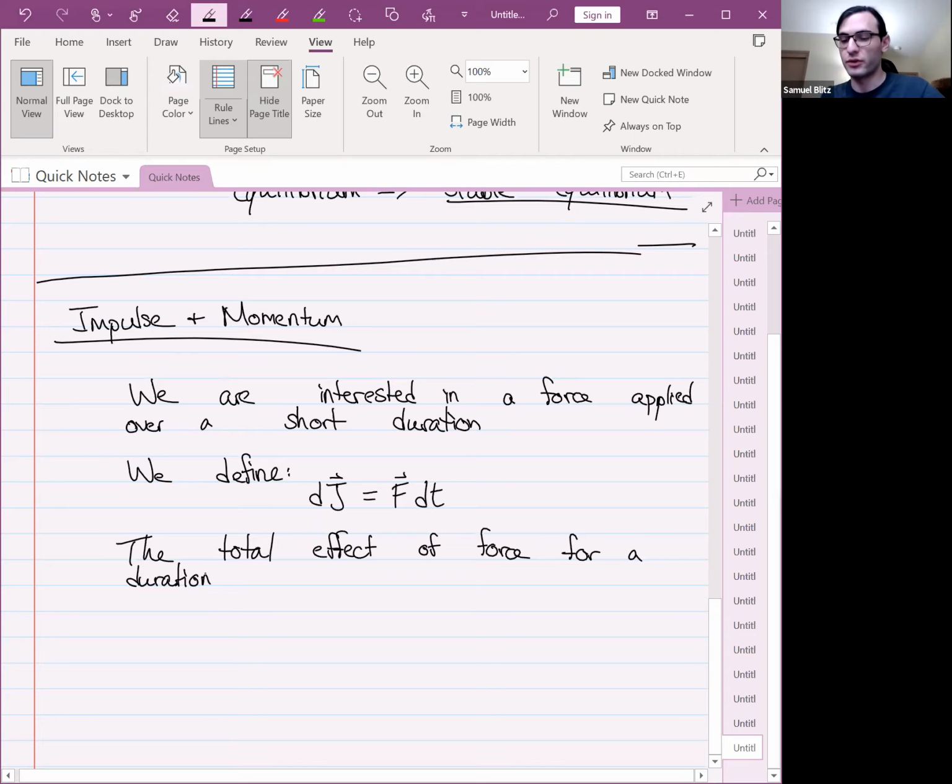No, it's not a dot product. How can it be? dt isn't a vector. This is just a regular old multiplication. The total effect of force for a duration can be found by integrating.